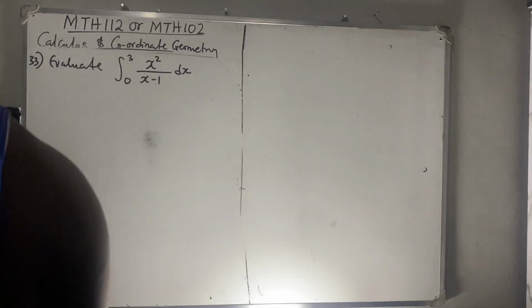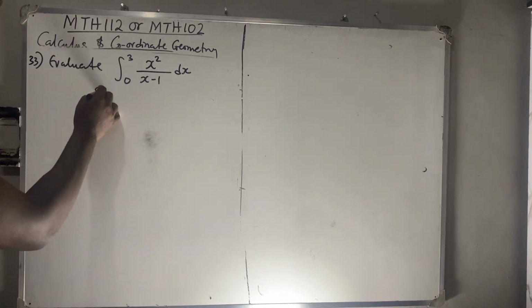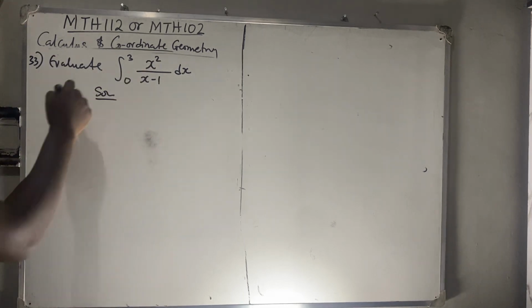In this video, we are asked to evaluate the integral of x squared over x minus 1 dx, with the boundary from 0 to 3. Okay? So, solution. First of all, let us find this.